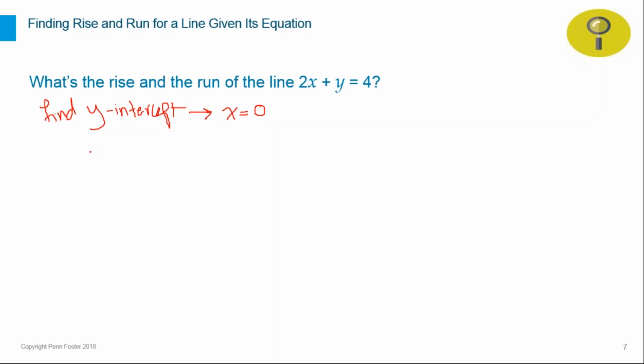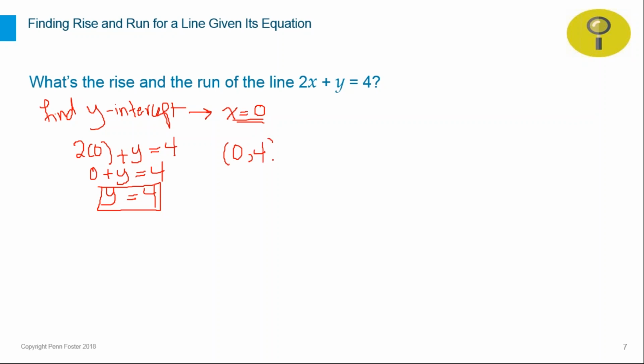So let's do that. We have 2 times 0 plus y equals 4. We have one variable here, y. We are able to solve for this one variable. 2 times 0 is 0 plus y equals 4, which is the same as saying y equals 4. Then this is the value of y. The first point, which is the y-intercept point, is (0, 4).